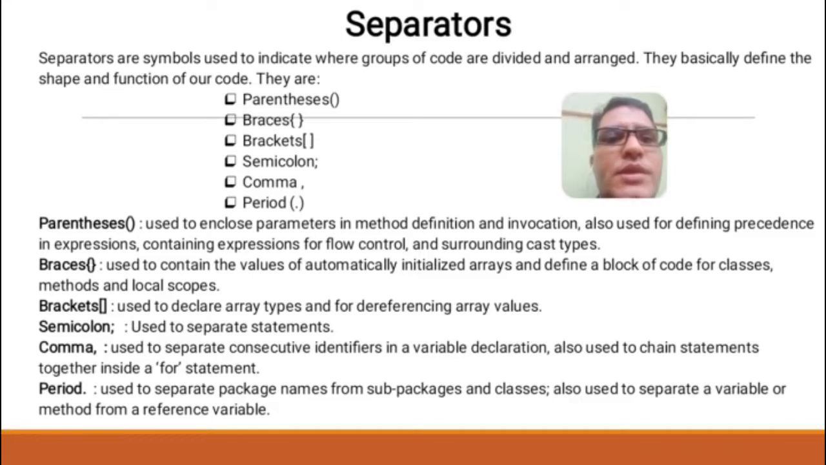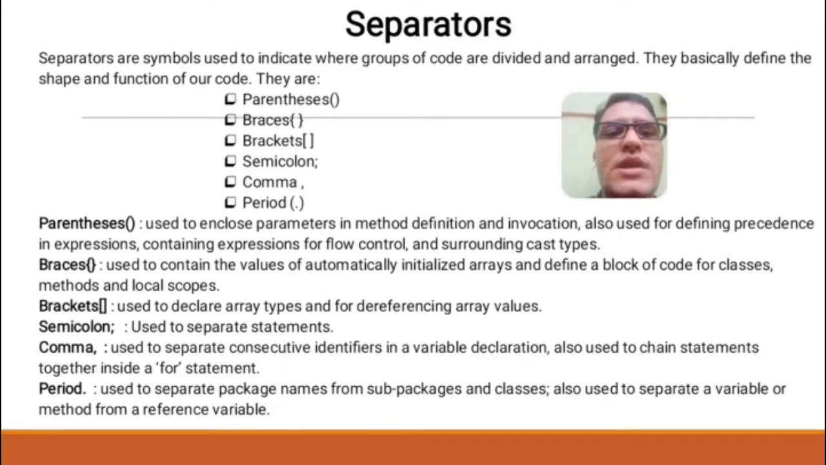Now let us see the second separator, braces. This is used to contain the values of automatically initialized arrays and to define a block of code for classes, methods and local scope. We use these braces to initialize the arrays, and also to define the classes. As you have learned in C++, it is the same. You have learned in Chapter 1 and Chapter 2 as a sample program, after declaring the class, you use the open curly brace and every class ends with a closing curly brace. And also for local scope, you have learned the scope of variables, where open and closing curly braces are used.